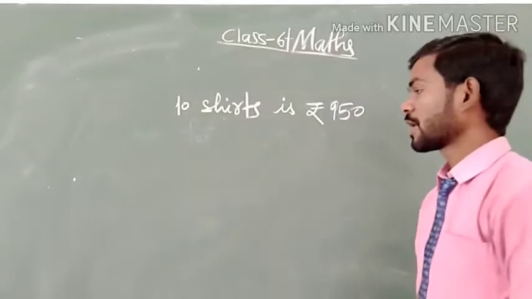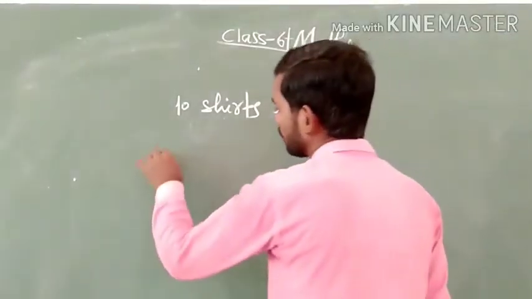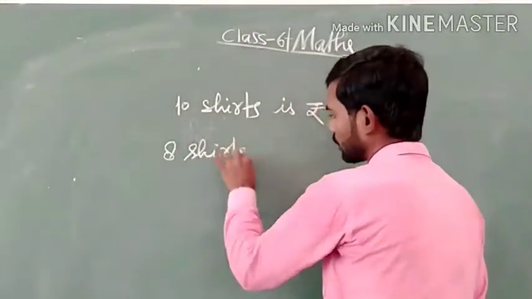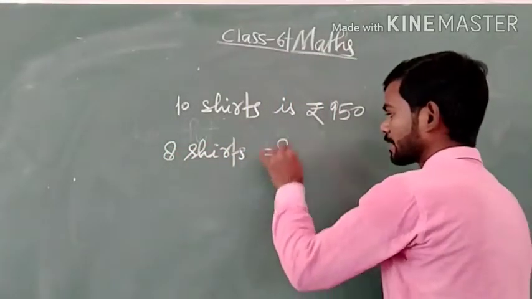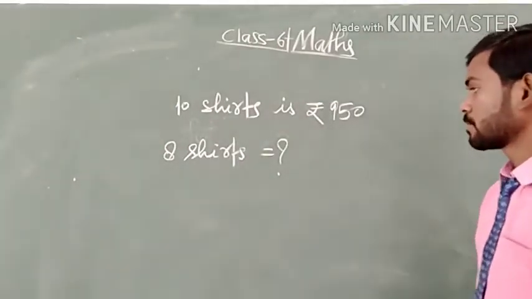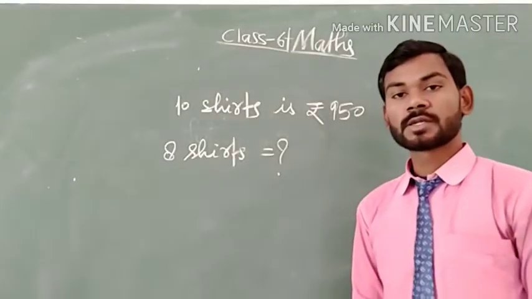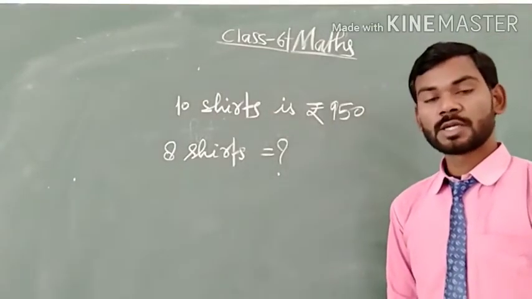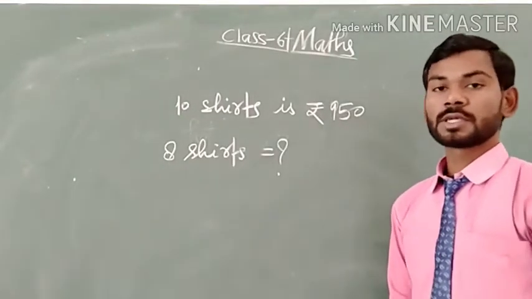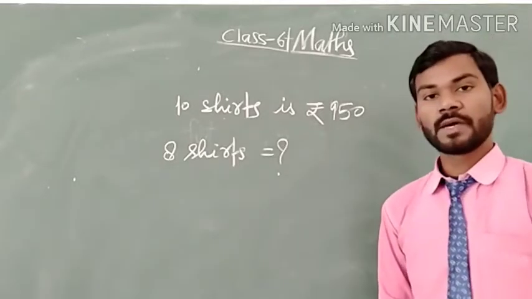If the cost of 10 shirts is 950 rupees, then find out the value of 8 shirts. In such problems we use the concept of the unitary method. This is a very important and very interesting topic which we often use in our daily life unknowingly. So let us see how we shall find it out.